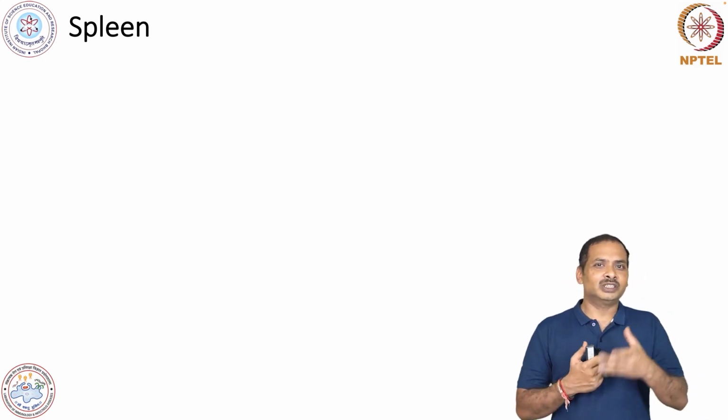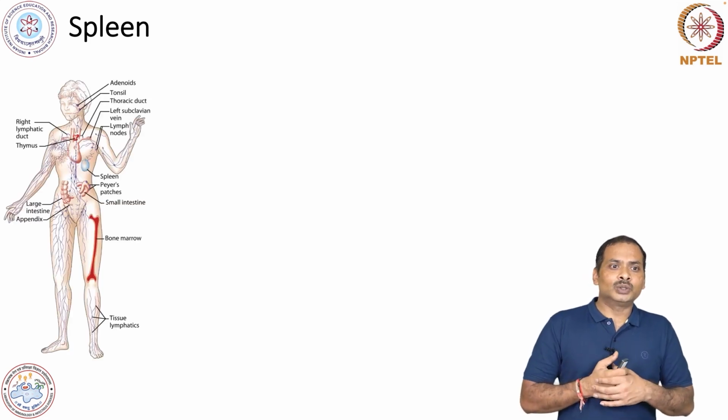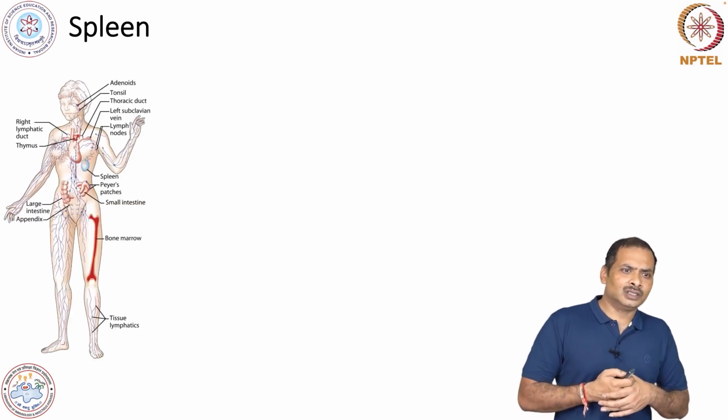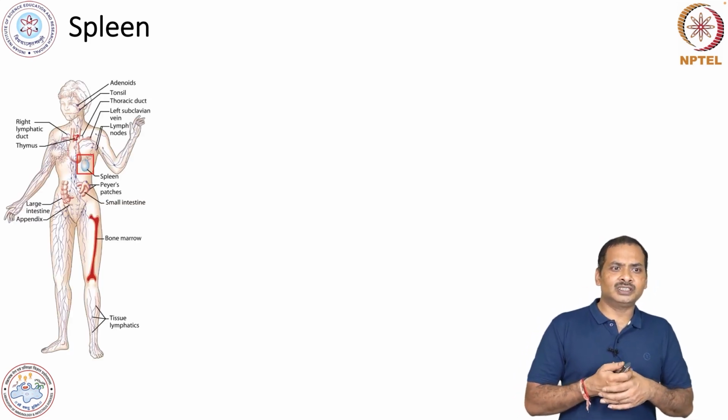The next organ is the spleen, which is a secondary lymphoid organ. If you remember, the primary lymphoid organs are thymus and bone marrow, and the secondary or peripheral lymphoid organs are spleen, lymph node and mucosal associated lymphoid tissue. So now we will discuss the spleen. This is the location of the spleen.